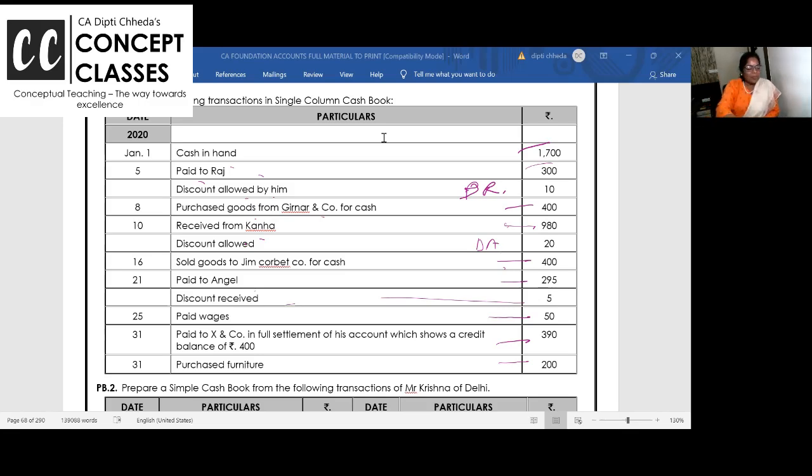Are you able to post this? See, however good we are teaching, you should be able to do the problem, no? Independently. So just I discussed with all of you. How much is the answer? What is the balancing figure coming?